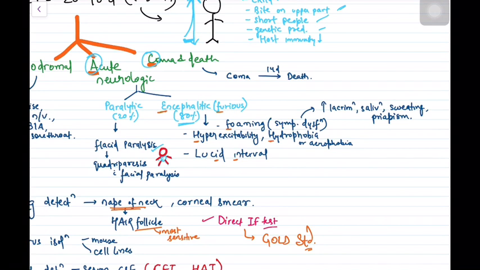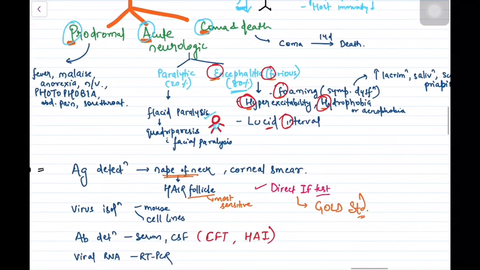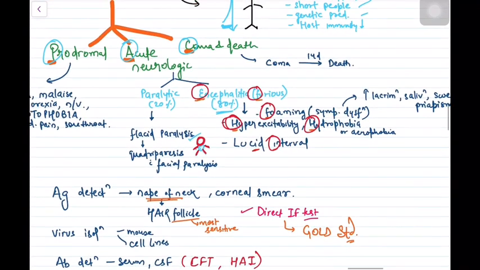But still, if you want to remember, it's all adjacent to each other, like E, F, then nothing with G, then you have H. From F you have foaming, from H you have hyperexcitability, from H you have hydrophobia, then I you have interval, lucid interval, and then the third phase, the coma and death. So the person will ultimately land up in coma, and in 14 days it will lead to death.